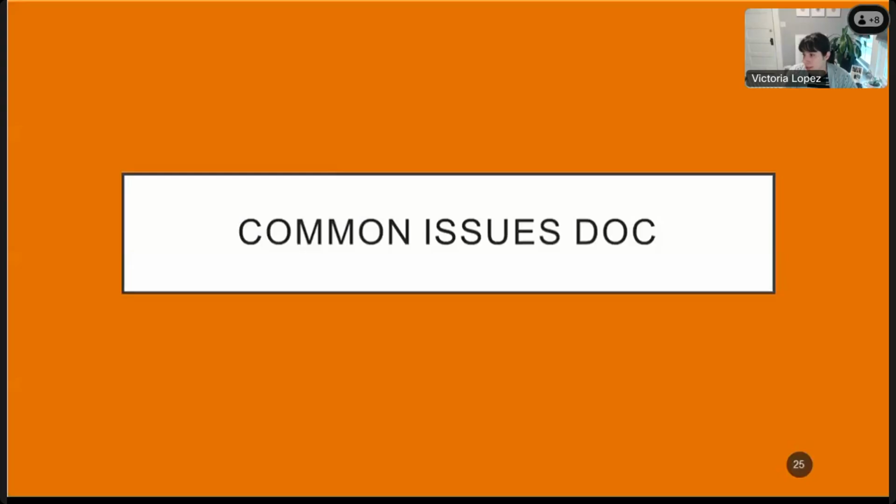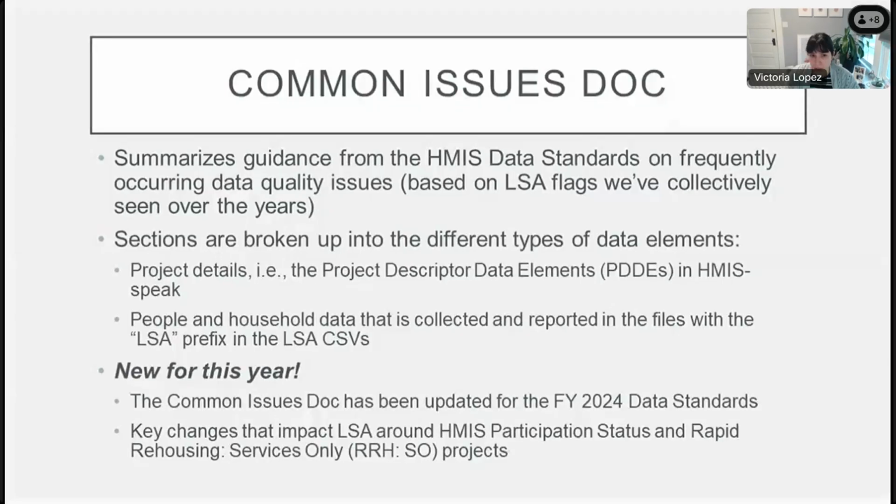All right, I know that we are running a little bit low on time, so I will go fairly quickly on the common issues doc. This summarizes guidance from the HMIS data standards on frequently occurring data quality issues, and this is just based on the flags that we have seen over the years. The common issues doc is broken up into multiple sections, but the two that we would like to focus on in the next couple of minutes are the sections for project details and project descriptor data elements, and people and household data that's collected and reported in the files with the LSA prefix in the LSA CSVs.